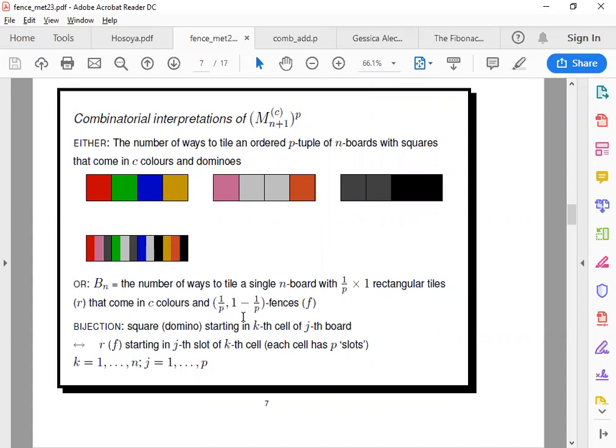So we end up slicing and chopping up things, and this is how we actually naturally get fences. So we end up with an alternative tiling interpretation of the metal numbers to the power P, which is the number of ways to tile an N board using 1 over P by 1 rectangles, which I call R, and these fences, which have a gap.